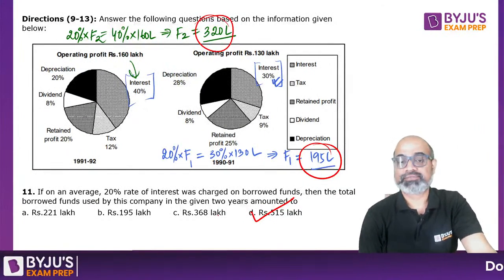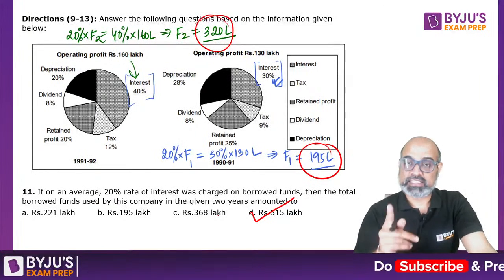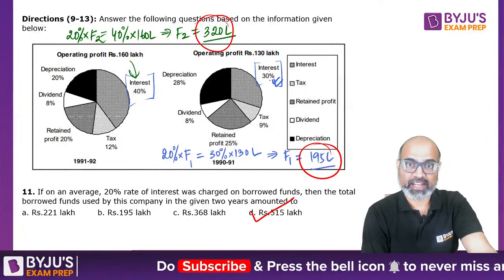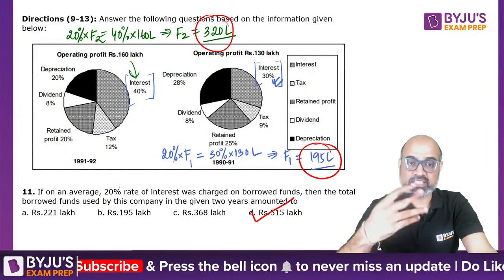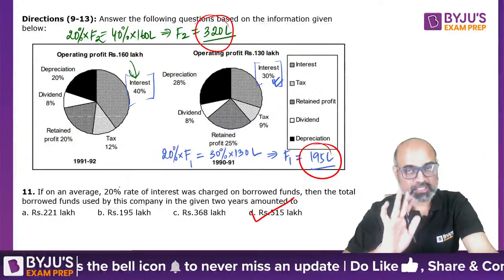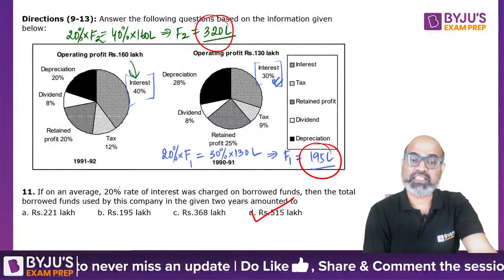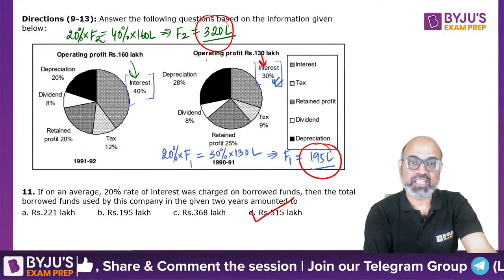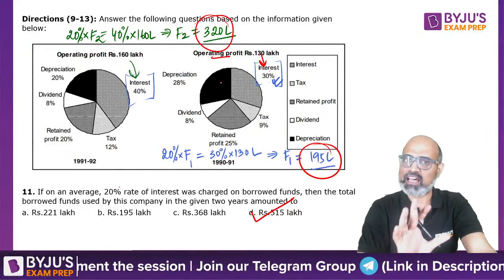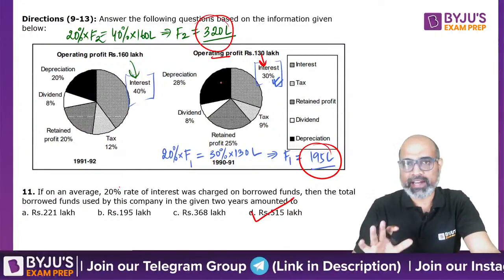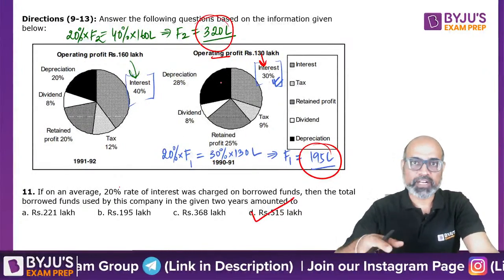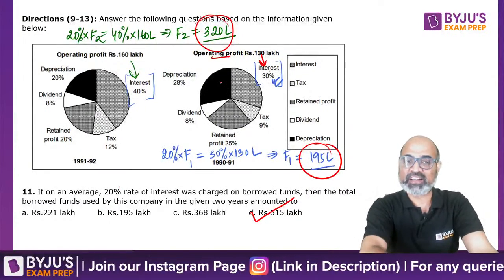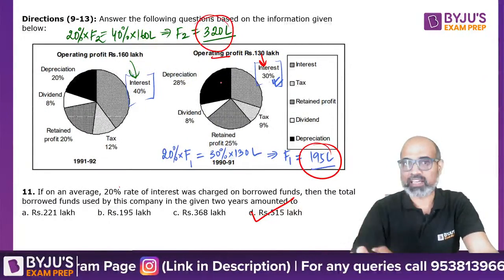No Mohit, you are thinking that this is the interest, right? 20% of this 30% is happening. If you are thinking that, but this is charged on borrowed funds. But this 30% is a component of 130 lakhs, which is operating profit. That is a different word. I have no idea. I'm an engineer. I have no idea what operating profit is. I have no idea about what borrowed fund is, retained profit, what depreciation is, I have no technical knowledge.